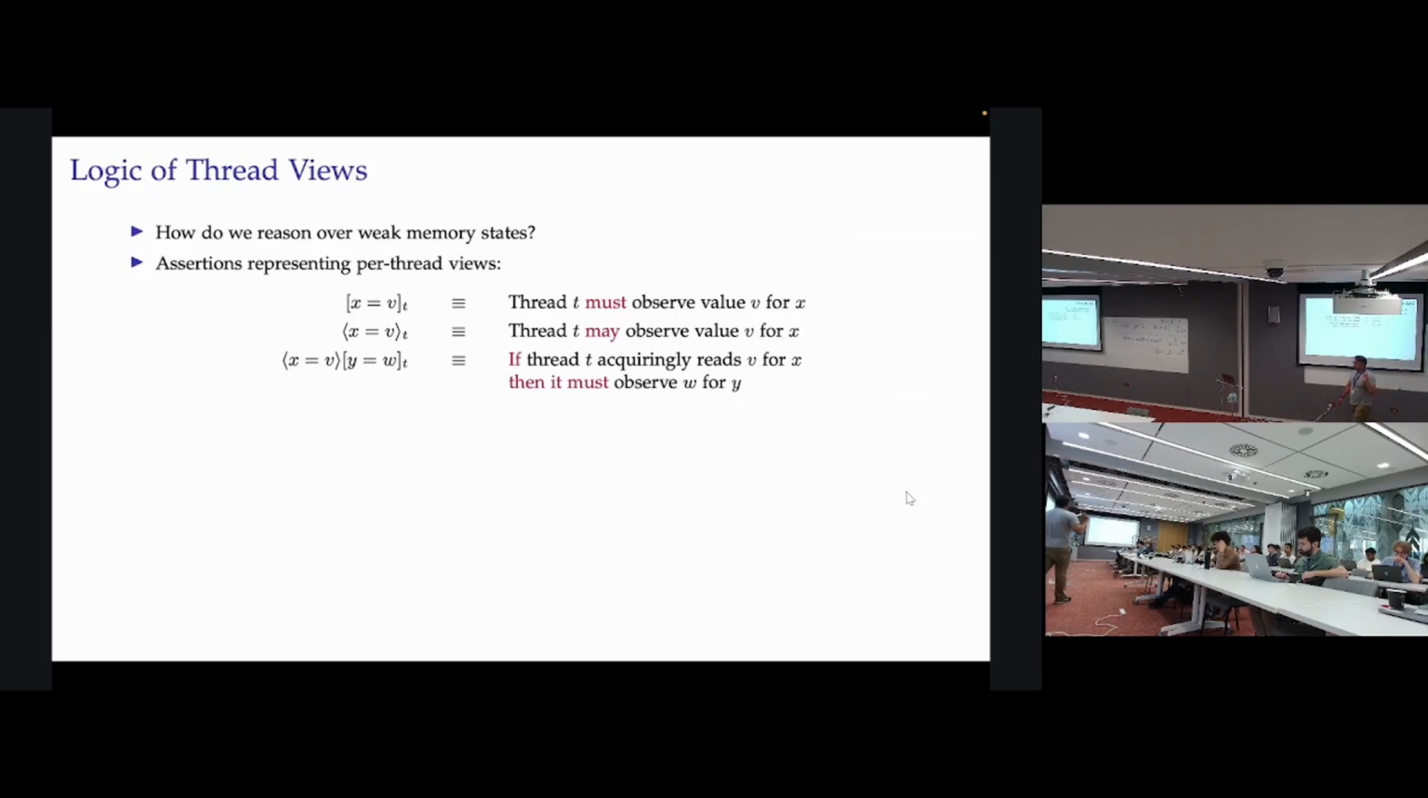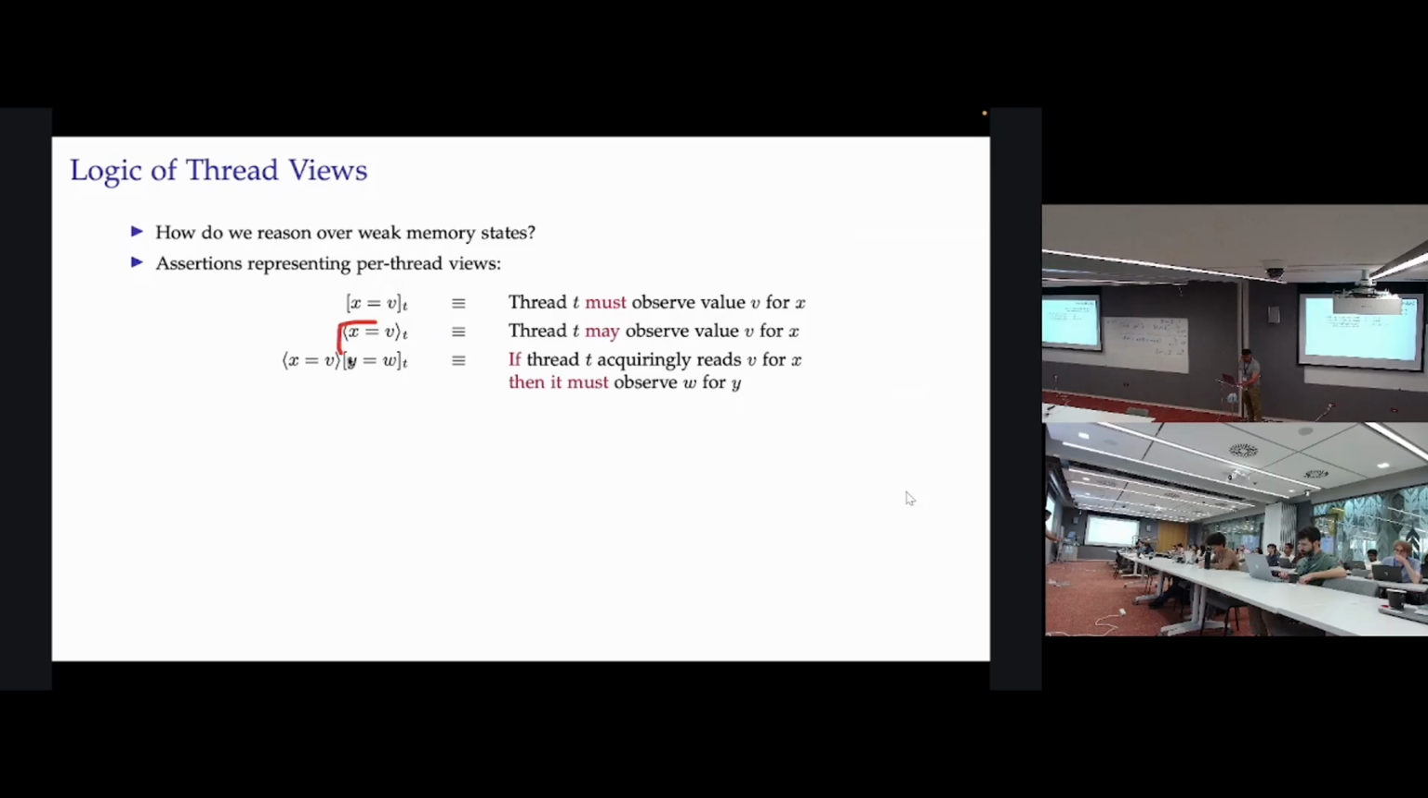So I'm going to invent some notation to do this. The interpretation of the notation is going to go right down to the state, and it's going to tell me exactly how this unfolds. So I'm going to invent this notation: x equals v for the thread t, to mean the thread t must observe the value v for x. Okay, so it's the last write. It's looking at the last write for x. Make sense?